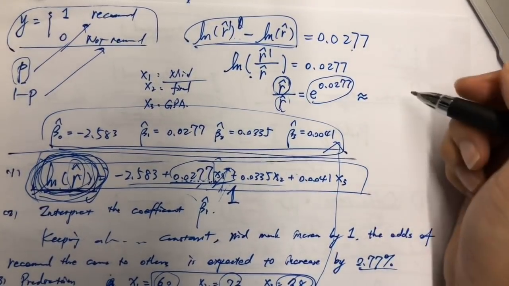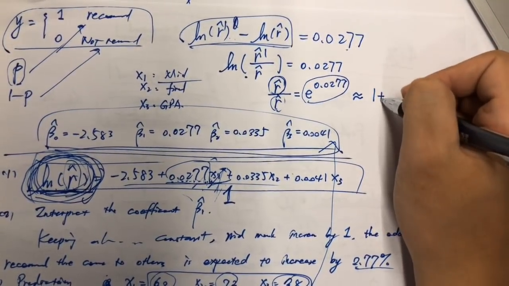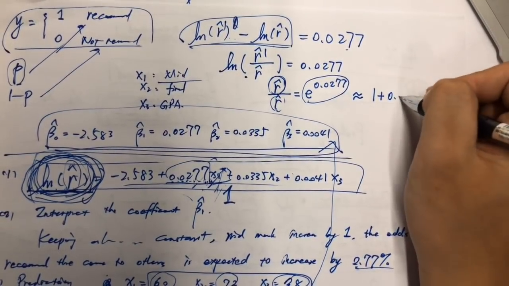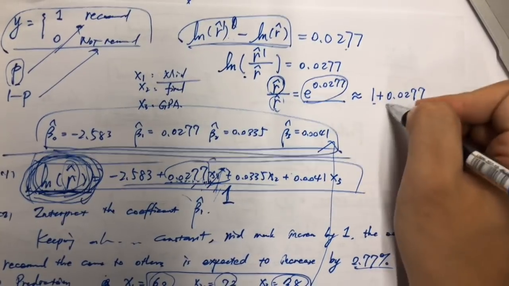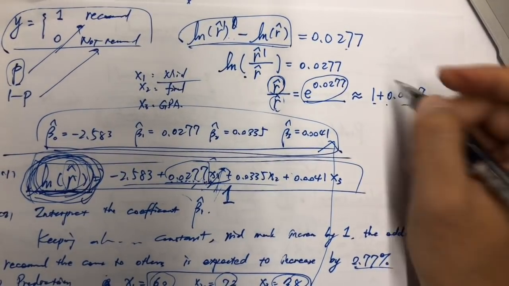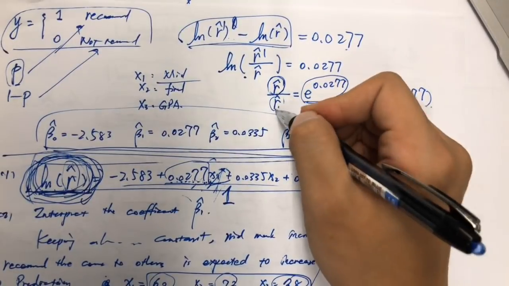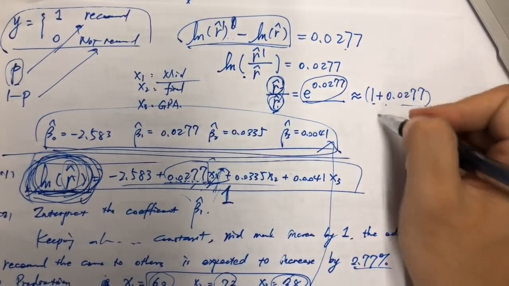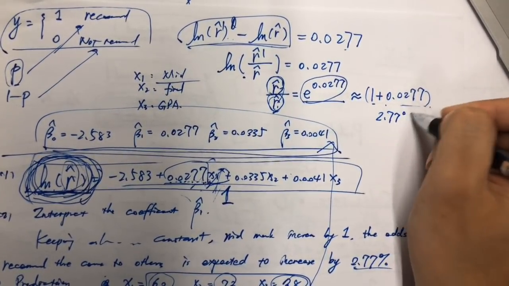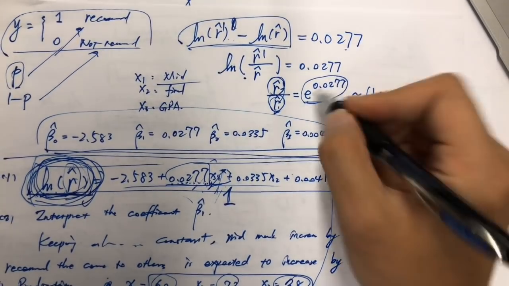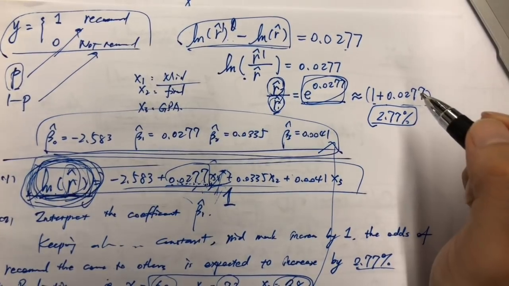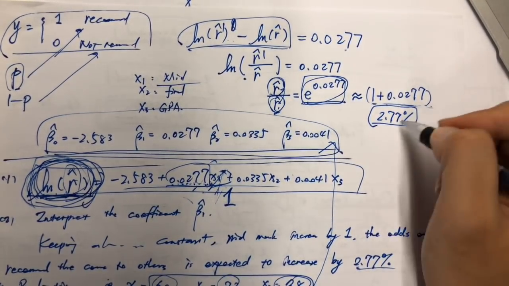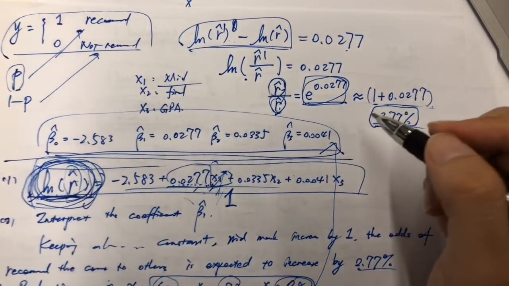This one is roughly equal to 1 plus 0.0277, okay? That's why we say the r hat will increase by 2.77%. So this is continuous compounding in finance, okay? Hopefully this answers your question.